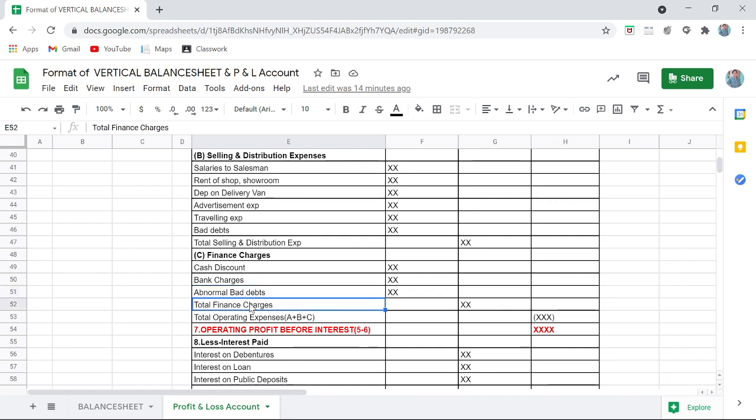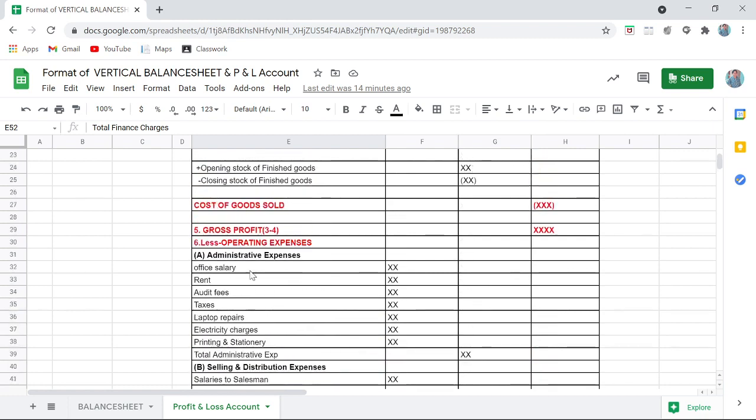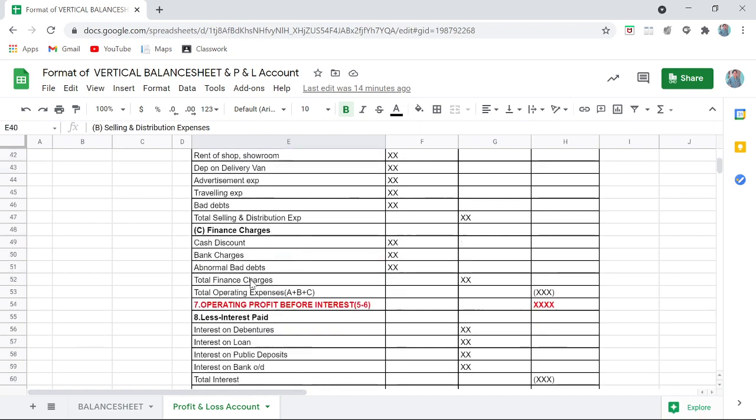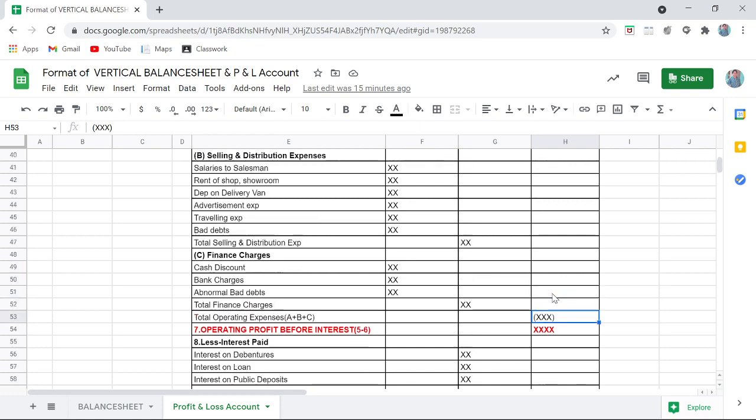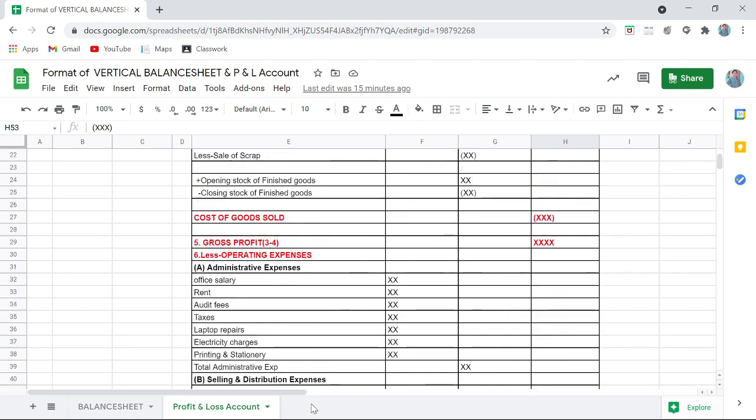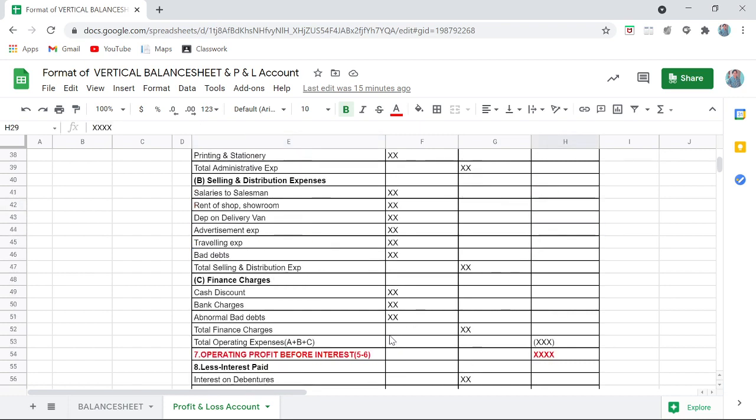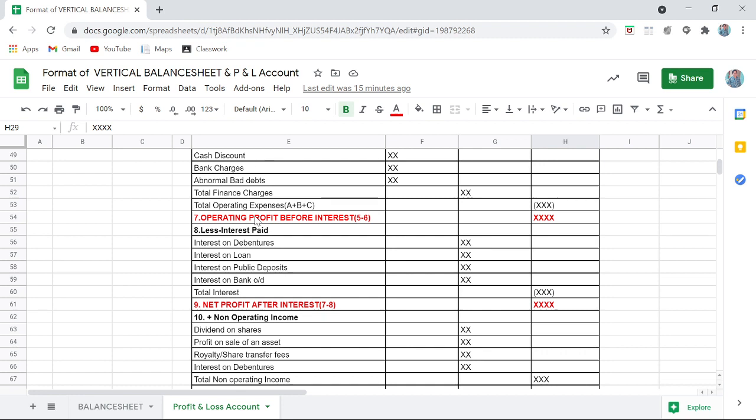So we completed finance charges also. So we have got operating expense, total of administration, selling and finance. So this is total of operating expenses, A plus B plus C. Now these are ultimately expenses, though you have added all of them together because they were categories, but now it is one expense, one heading, operating expense, which has to be deducted from the gross profit. Okay, so you have deducted it. Now you have got operating profit before interest.